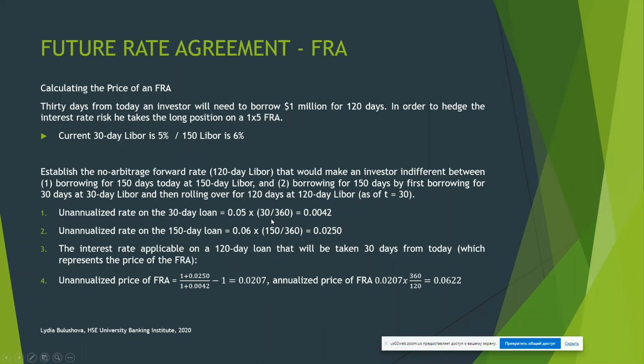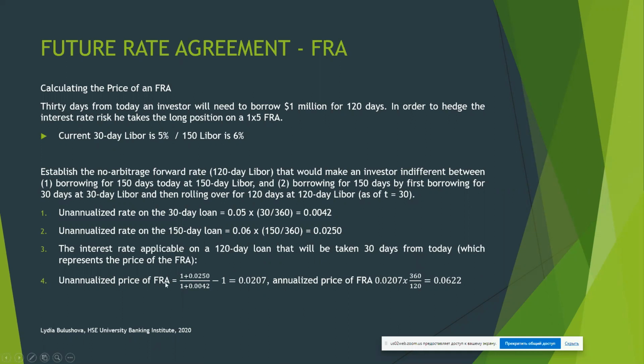This is 30 days, this rate is going to be active, and 360 days in a year, and we get the annualized rate on the 30-day loan. The same way we receive annualized rates on the 150-day loan. We have 2 annualized rates. So the interest rate applicable on our 4-month loan or 120-day loan will be taken 30 days from now.